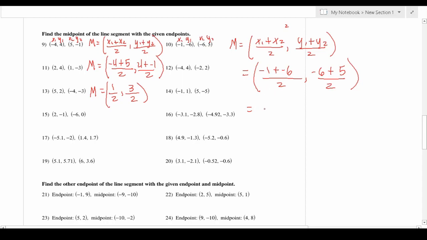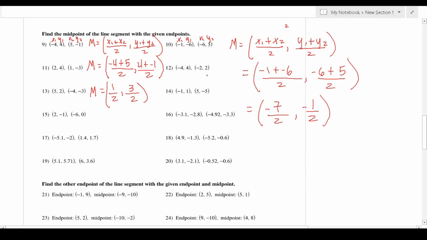Negative 1 plus negative 6 is negative 7. Again, that's going to be over 2. And negative 6 plus 5 is negative 1. And again, that's over 2. In other words, the midpoint of these two endpoints is at the location negative 7 divided by 2, negative 1 over 2.